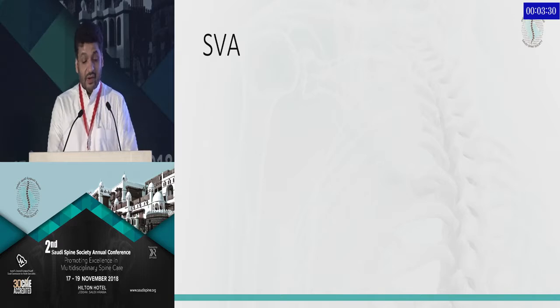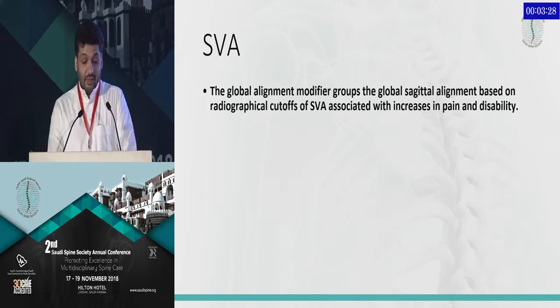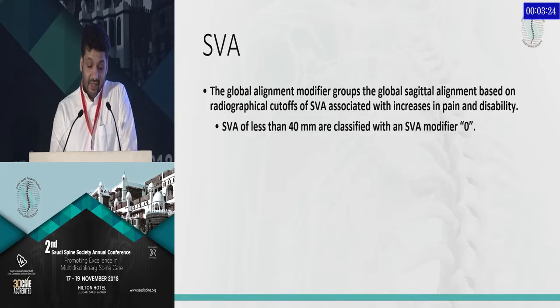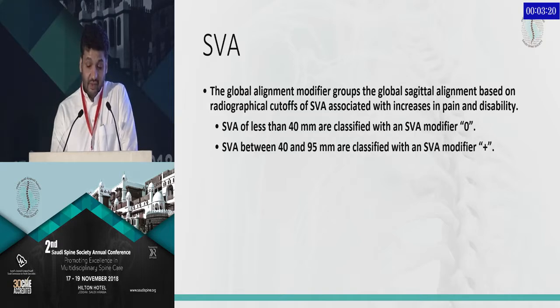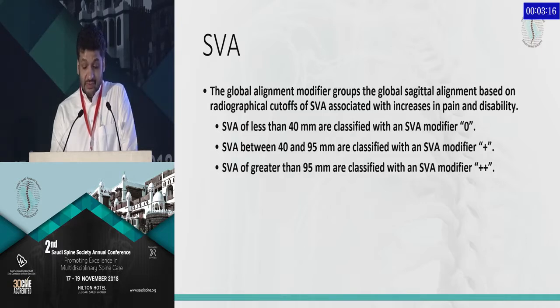Another important modifier is the SVA, and this is the global alignment modifier group, and it also has a very big impact on pain and disability. The SVA, if it's less than 40 millimeters, is classified as modifier 0, from 40 to 95 is plus 1. More than that is plus 2.